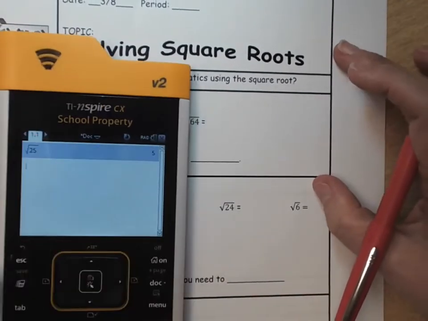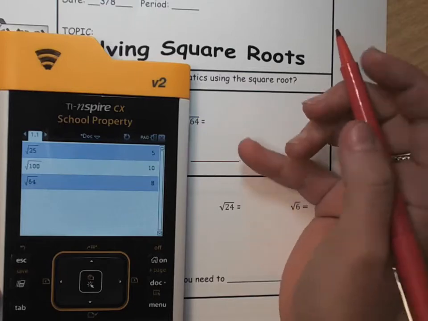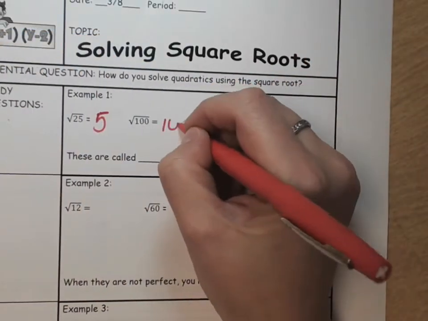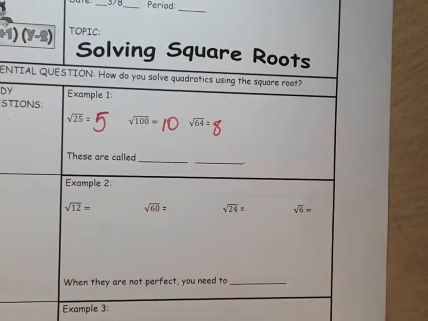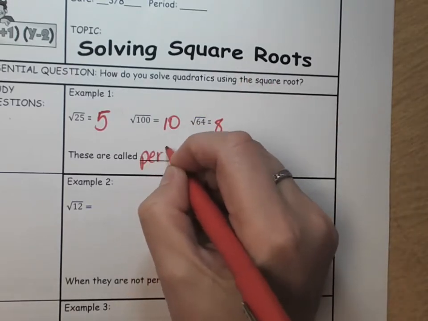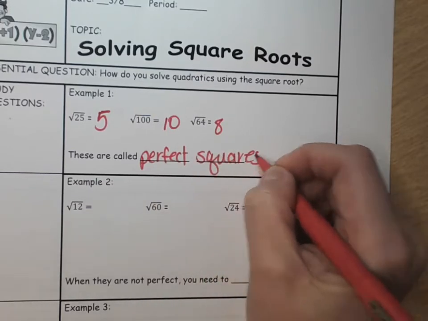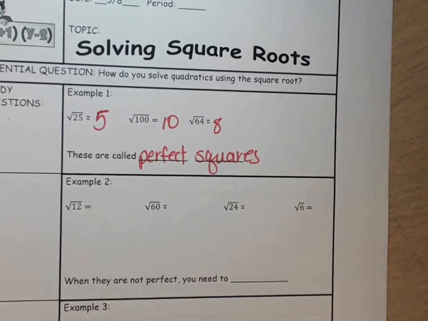We're going to do the same thing for 100, control and square root. The answer is 10. And the same thing for 64 is 8, because 10 times 10 is 100, and 8 times 8 is 64. These are called perfect squares, because they go nicely. There is no remainder, there is no decimal.